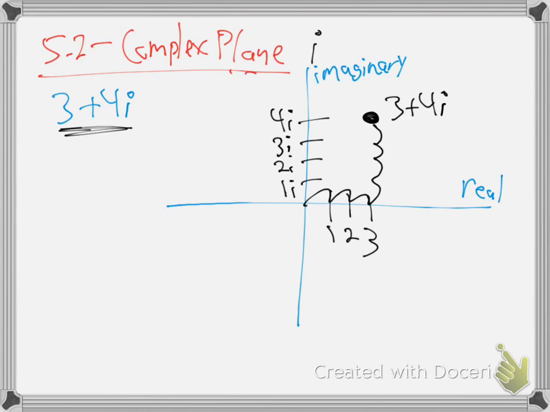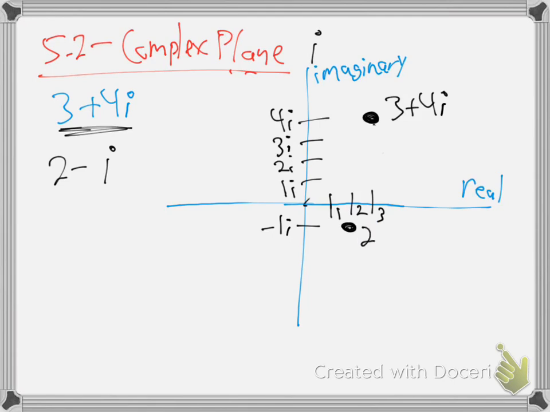So let's put a couple more. Where would we put 2 minus i? Could you find on the complex plane the complex number 2 minus i? So 2 to the right, down 1i, right there. Everybody good? Right 2, down 1? Because there's really an invisible, understood 1 in front of that i. From the origin, right 2, down 1. So the real number is sideways, the imaginary is up, down. They just wanted a way to picture these complex numbers, so they made this thing called the complex plane.